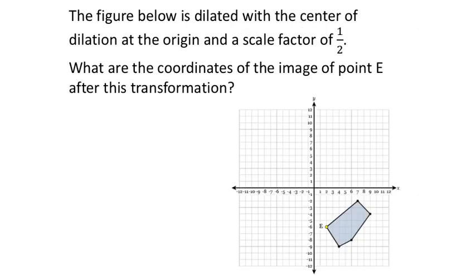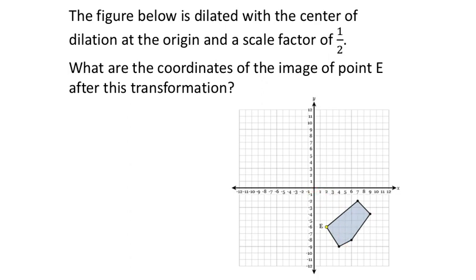Boom. So the figure below is dilated with the center of dilation at the origin. That's good. Almost all of our transformations are taking place around the origin. And this one has a scale factor of 1/2. Okay, so 1/2 means that it's going to take this shape and it should cut the size in half.